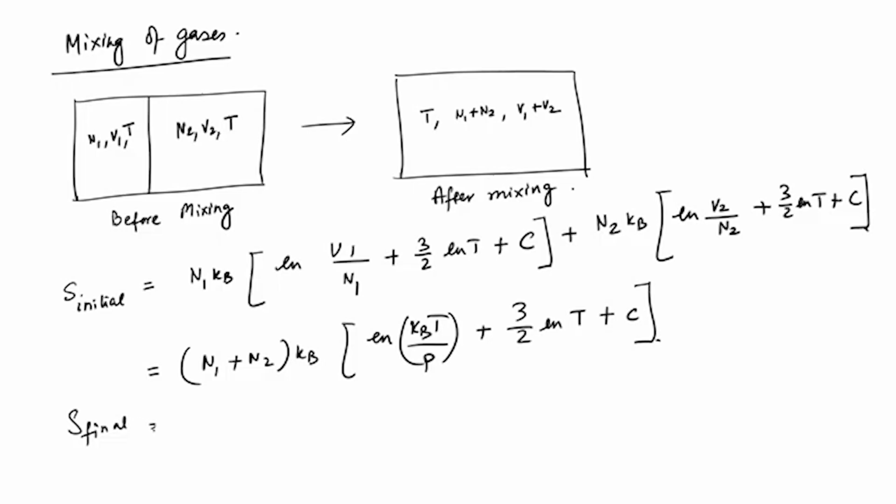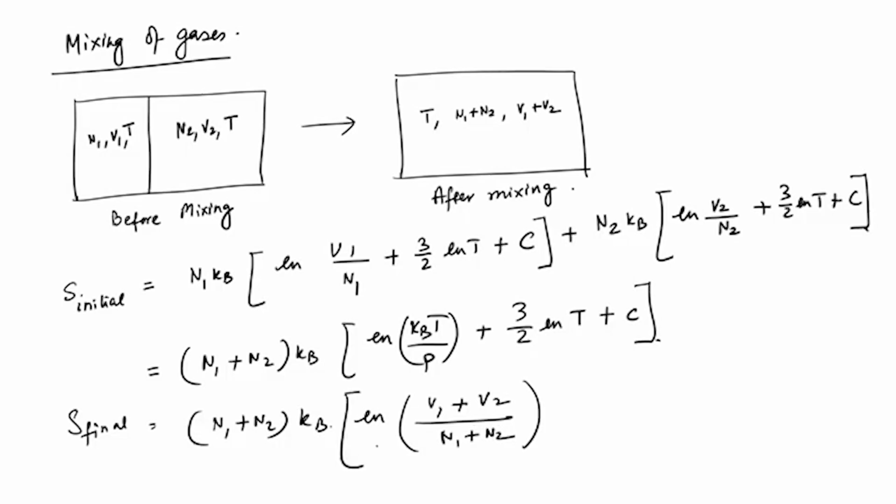So, that corresponds to N1 plus N2 number of particles. So, we have N1 plus N2 times k, and then we have log of V1 plus V2 divided by N1 plus N2, and then you have 3 by 2 log of T, which would remain constant, plus some C. Now, you see that if you again use the equation of state, that is, the pressure at V1 plus V2 equal to N1 plus N2 times kT, then what we see is that we get S initial equal to S final, which is what we should get.